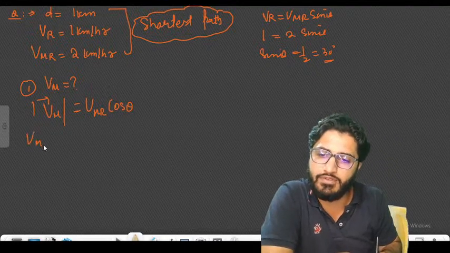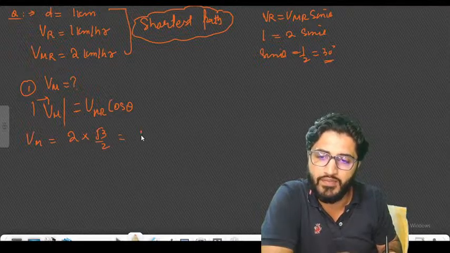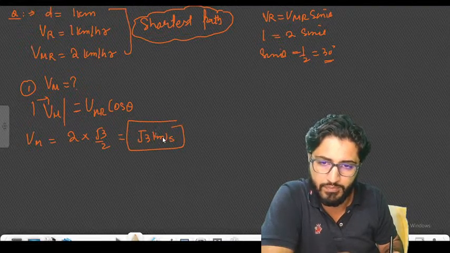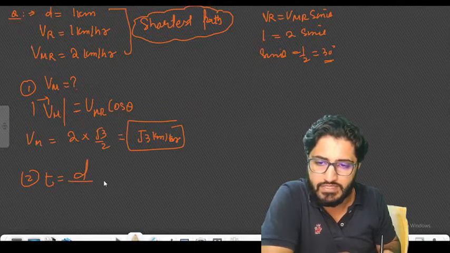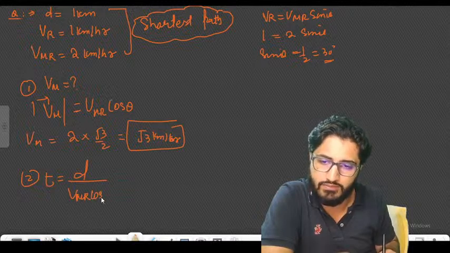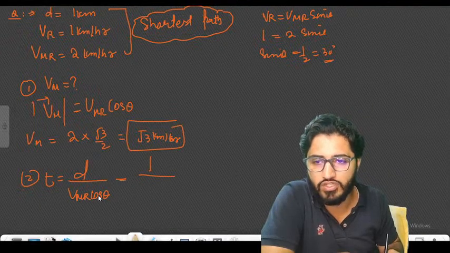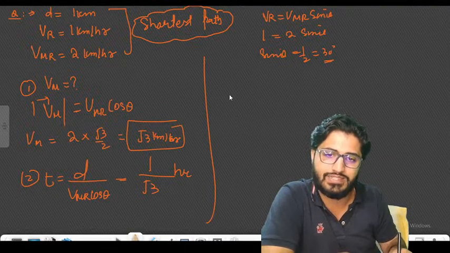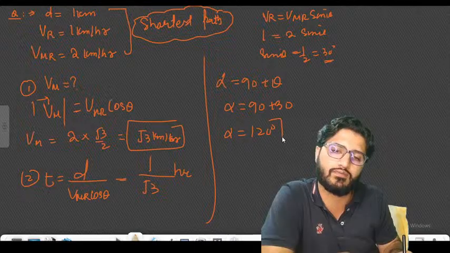So I can write VM equals VMR, which is 2, into cos theta, which is root 3 by 2. So my answer is root 3 meter per second. No, it is kilometer now, so I can write kilometer per hour. Firstly. Second thing, time. Time is d divided by VMR cos theta. What is d? D is 1 kilometer and VMR cos theta came out to be root 3. It is 1 by root 3 hours. What is alpha? Alpha is 90 plus theta. So alpha is 90, theta is 30. So 90 plus 30, 120 degrees.